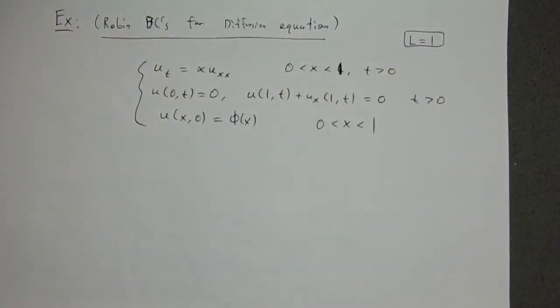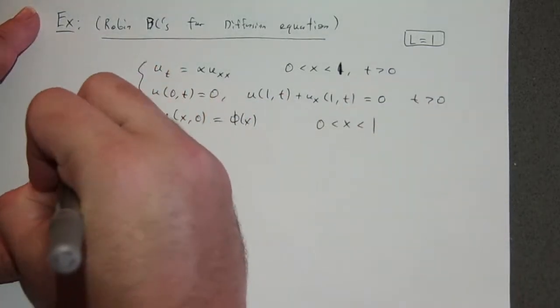All right, so here's my Robin condition. Now, let's use separation of variables.